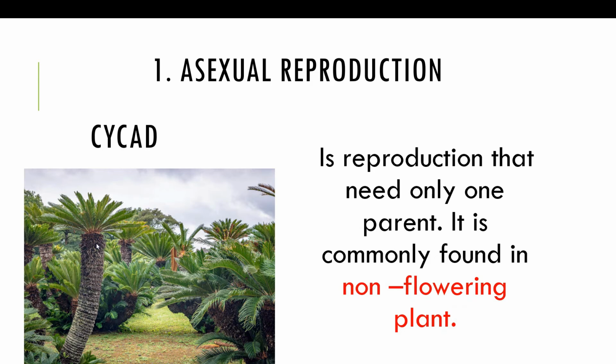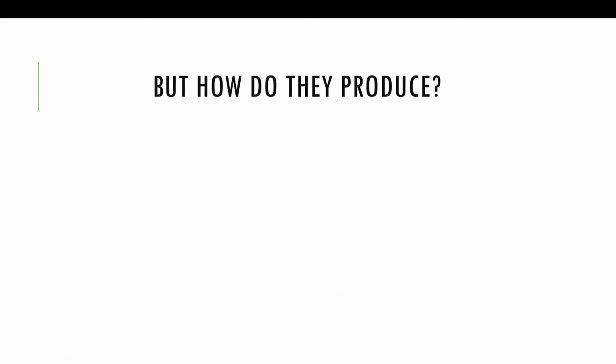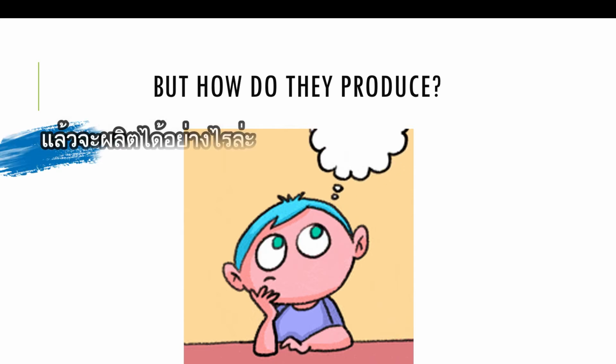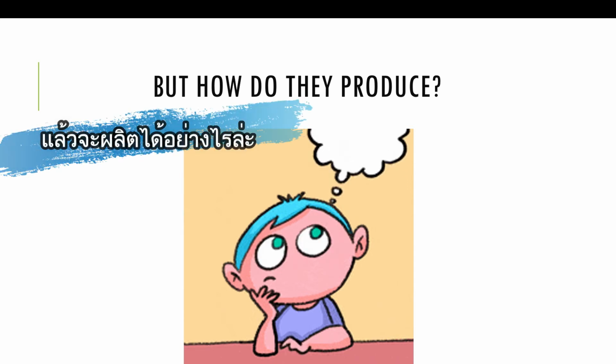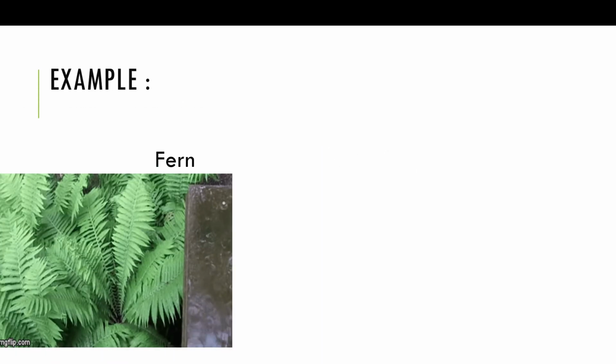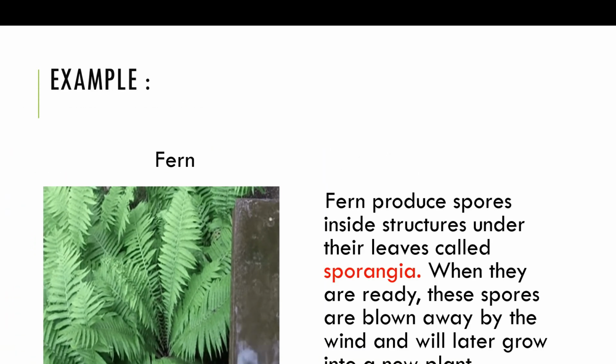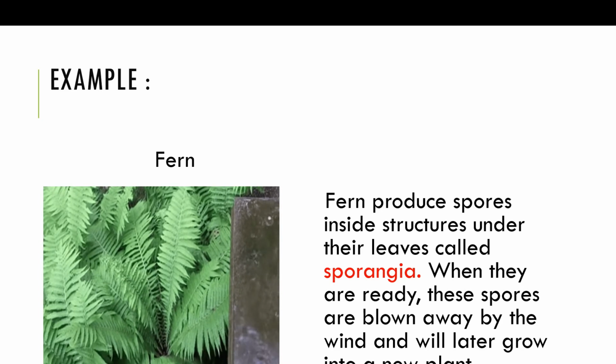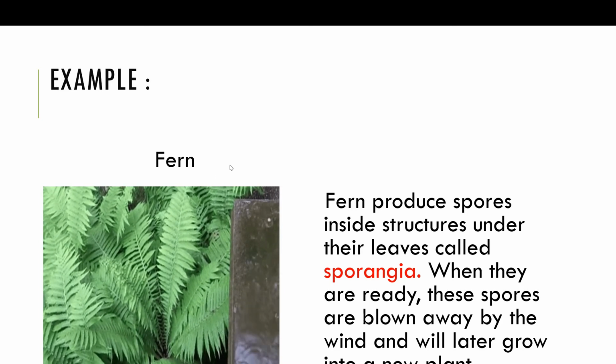This is an example of asexual reproduction, a non-flowering plant. A non-flowering plant means a plant that has no flower. Next, did you ask yourself how they reproduce? For example, a fern. A fern is an asexual plant, using asexual reproduction.